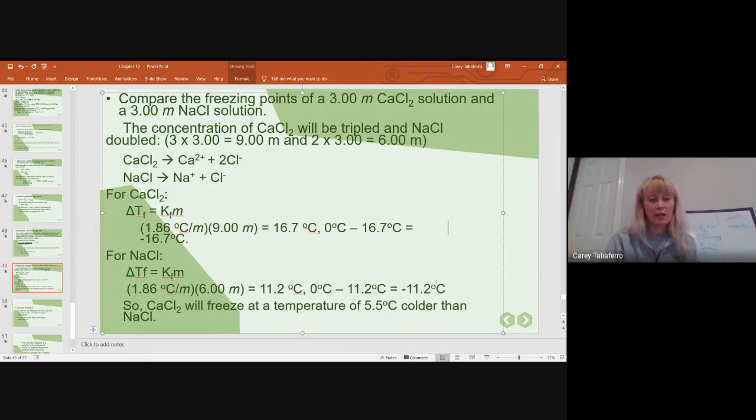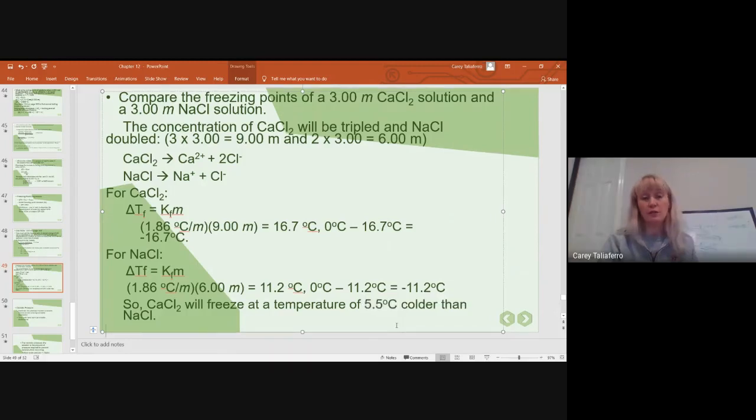So with using calcium chloride, the temperature can actually drop 5.5 more degrees before it becomes ineffective to help melt that solution.